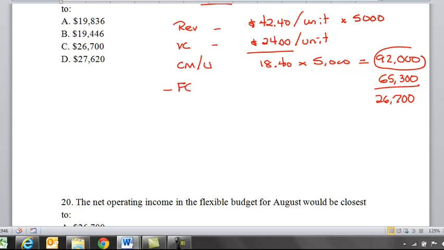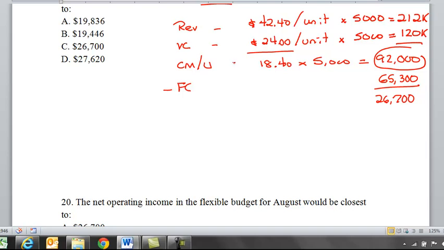Now you could have gotten to this $92,000 by multiplying $42.40 by 5,000 and the $24 per unit for cost times 5,000, to get what their totals are. For revenue, that's $212,000. For the variable expense, that's $120,000. 212 minus 120, there's your $92,000.